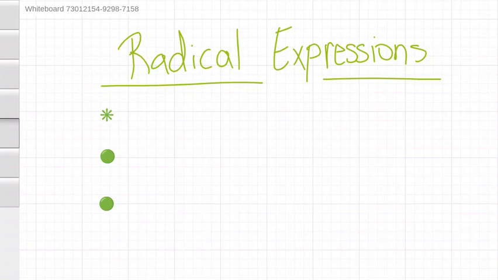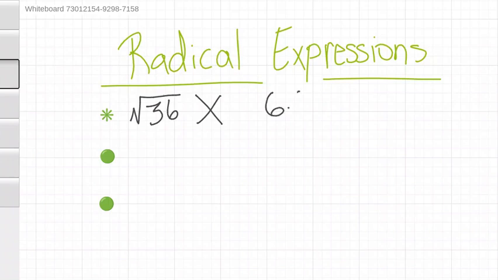No perfect squares are factors of the radicand, meaning the square root of 36 is not in simplest form. It's not in simplest form because 6 times 6 is 36. That's a perfect square. So the simplest form of the square root of 36 is 6.